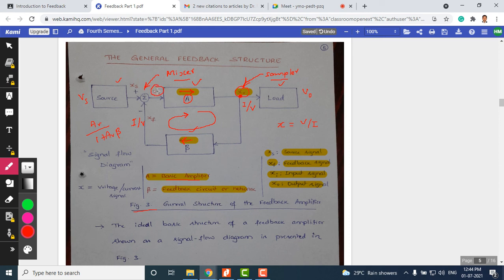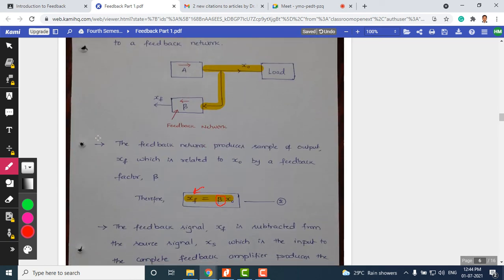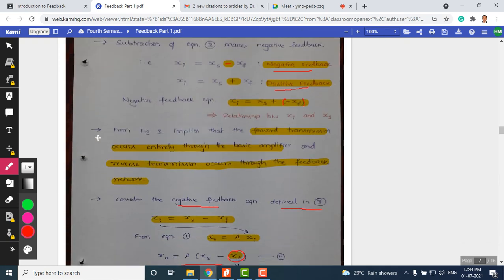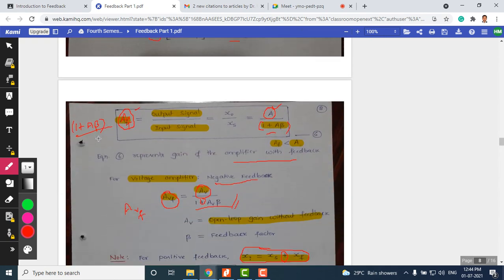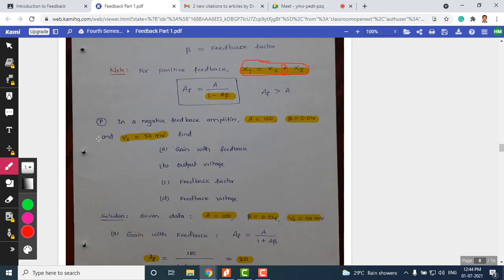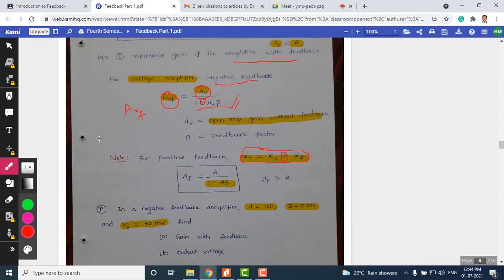For positive feedback, xs will get added with xf, so the sign will change here. For negative feedback you will have a positive sign, for positive feedback you will have a negative sign. That derivation we are not going to do, but you should know the gain equation with feedback for both positive and negative feedback. The gain with feedback for the positive feedback system is given by AF is equal to A divided by 1 minus A beta.